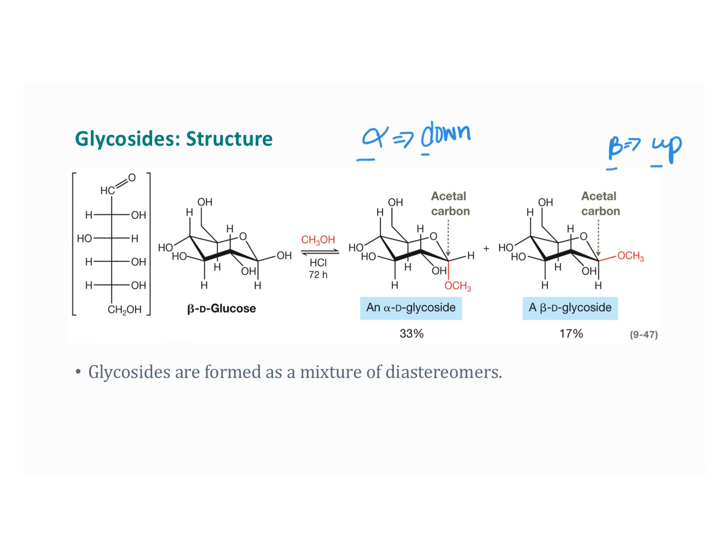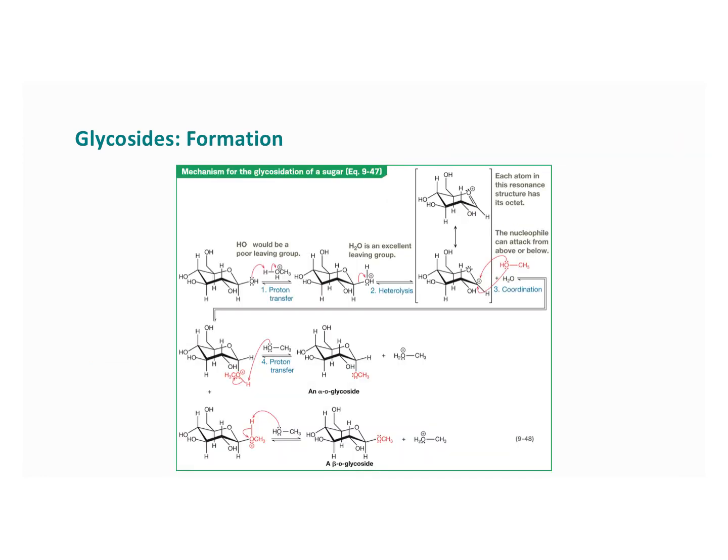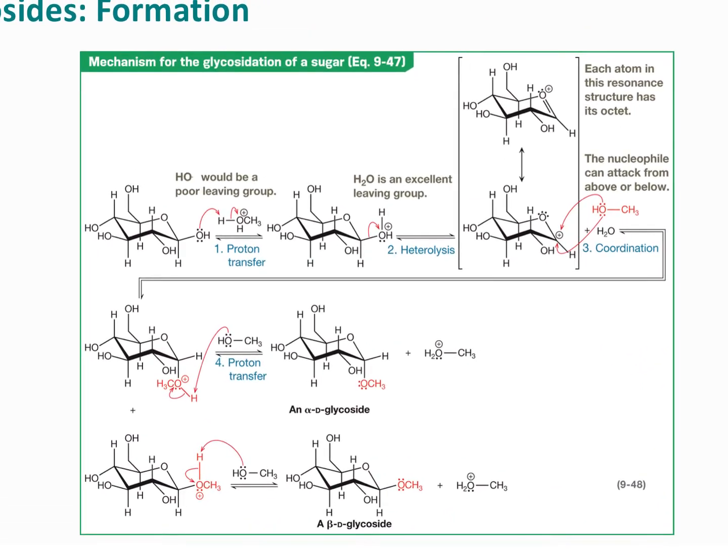And we identify the glycosidic bond because it's the carbon that's directly bonded to the two oxygens. It's the only one that you're going to see there. And that's really the definition of a sugar. A sugar is going to have that and be able to form that glycosidic bond. Now, to understand why we get a mixture of diastereomers, we can look at the mechanism here.